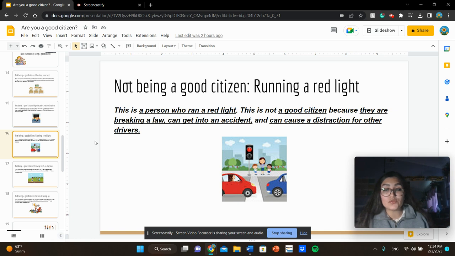Another non-example is running a red light. That is not being a good citizen because you are breaking the law. You can get into a really bad accident and can cause a distraction for other drivers. It's not okay. You need to be safe and you need to be able to understand that you need to follow the law and not break it.